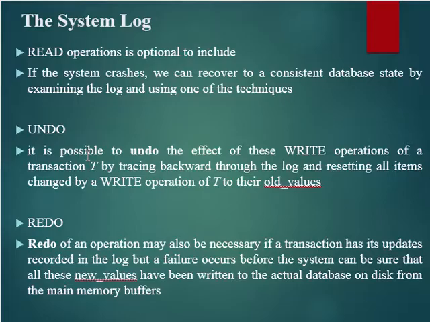So if the system crashes, we can recover to a consistent database state by examining the log and using one of the following techniques. If the system crashes, either we do an undo operation, otherwise we do a redo operation. You have to remember these two terms because we need to use them in later topics. Undo means it is possible to undo the effect of the write operations of a transaction T by tracing backward through the log and resetting all items changed by a write operation of T to their older value.